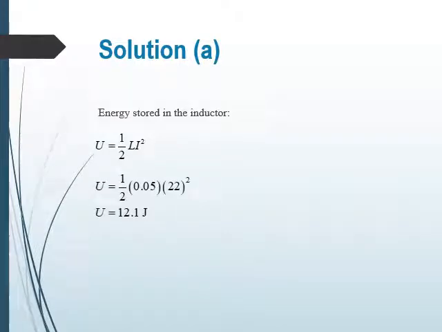Now that we have self-inductance, let us calculate the energy stored in the inductor. So U equals half L i squared. Substitute the values into the equations and you will get energy equal to 12.1 joule. Now, since the question is asking for the energy initially stored in the inductor, we use the initial current in our calculations.